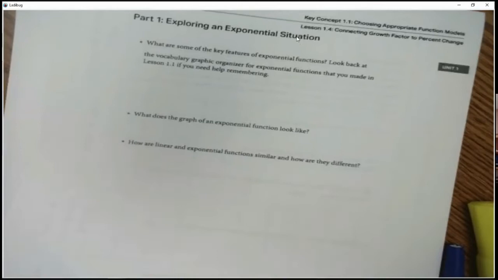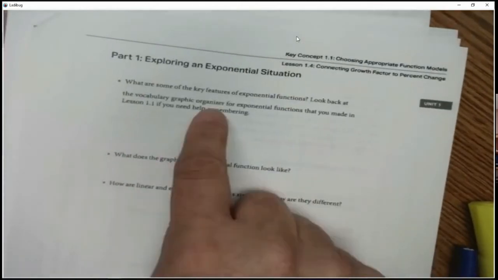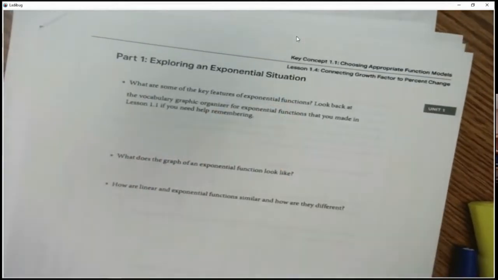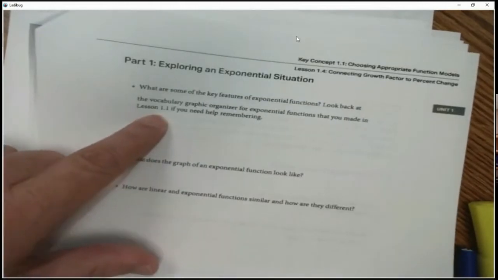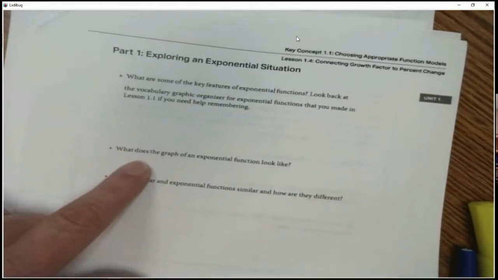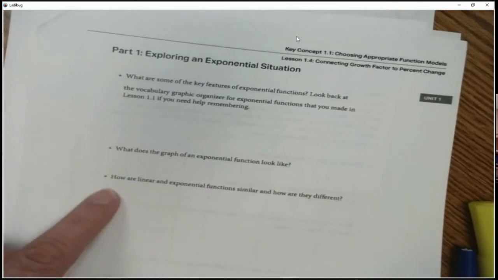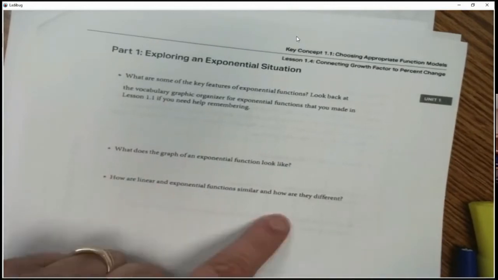All right, we're going to skip these notes. This just talks about some of the key features of exponential functions. We did that back in lesson 1. All right, lesson 1. So, what does a graph look like of exponential functions? How are linear and exponential functions similar and different? That's all from lesson 1. This is in those notes.